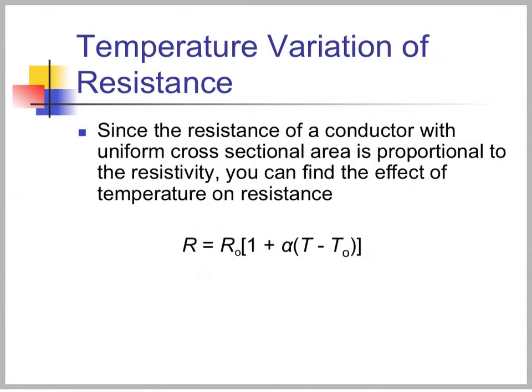Now, since the resistance of a conductor with uniform cross-sectional area is proportional to the resistivity, we can find the effect of temperature on resistance using the same equation. R is equal to some resistance at a known temperature times 1 plus alpha delta T.